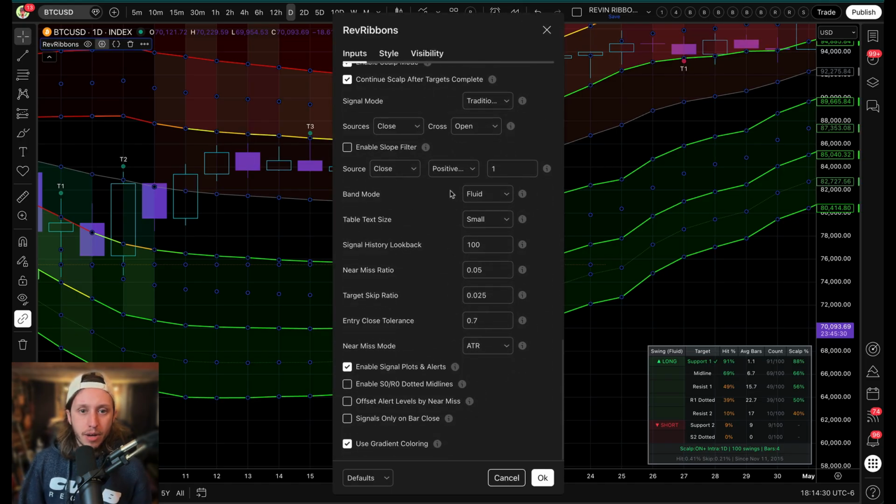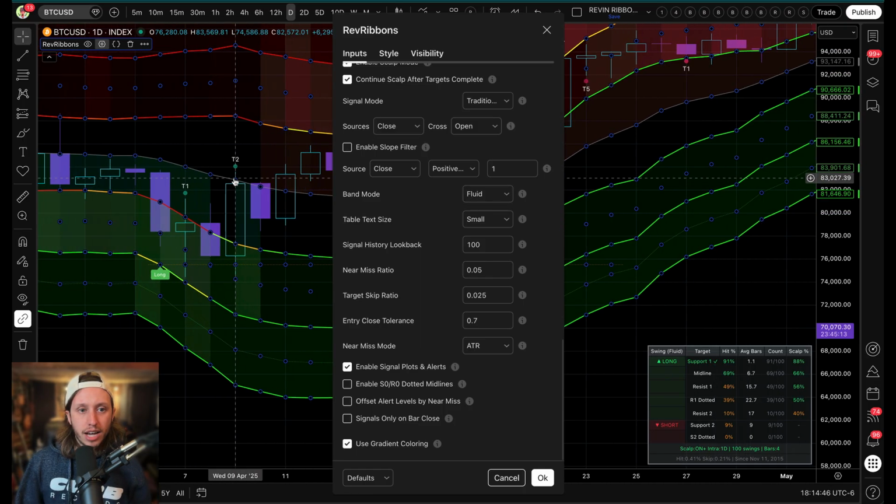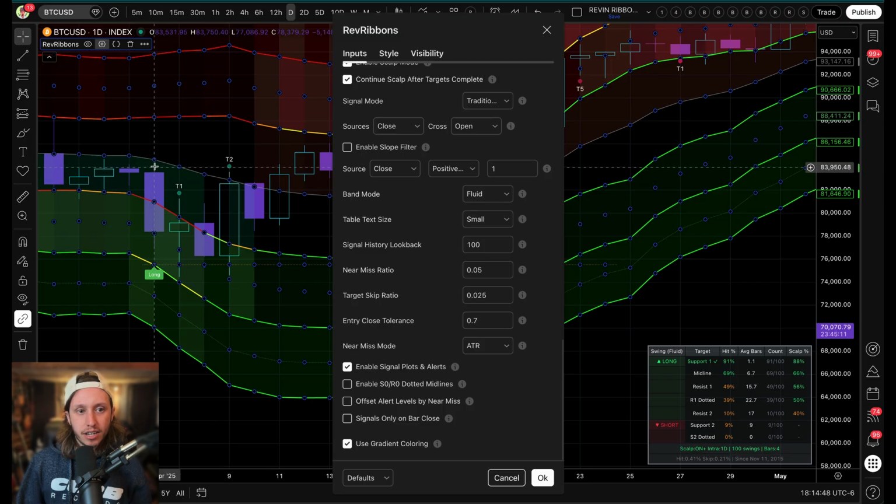Now we're going to look at some of the settings in here. Band mode, fluid or fixed. Again, I explained that earlier. Fluid is the levels of the band as they move over time. Fixed is the exact price the bands were at when the trade initiated. So it would not take profit at this midline here. It would wait to take profit until it wicked up into that price right there.